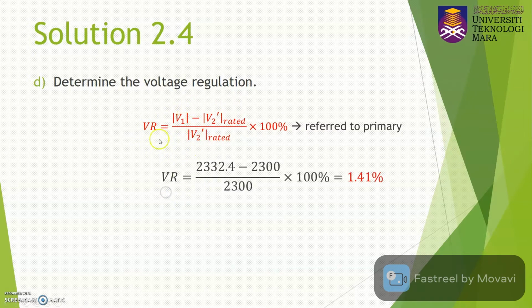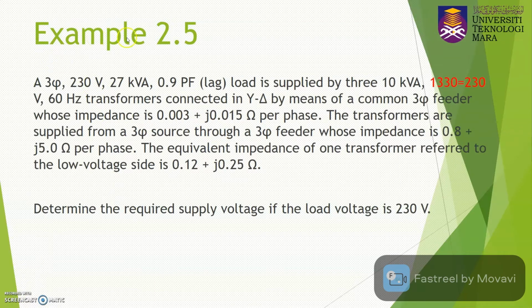So in this case, V1, which you get in the previous slide, is equal to 2332.4. This is the V phase. So V phase of V1 minus 2300, divided by 2300, multiplied by 100%. The voltage regulation we get is 1.41%. Basically, if the value is nearer to 0, it means the voltage regulation is a very good value. Okay, now we go to the second example of the three-phase transformer problem.